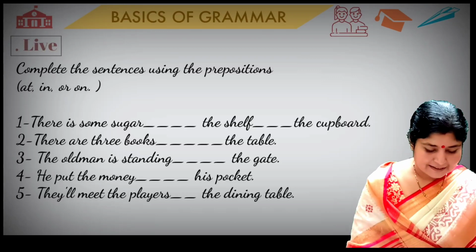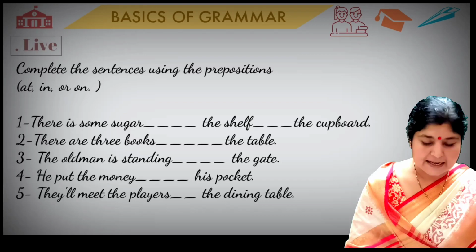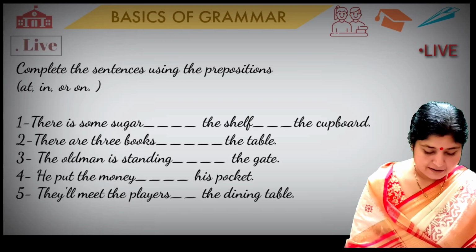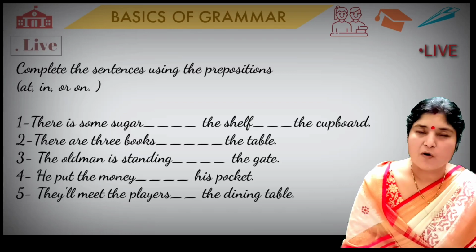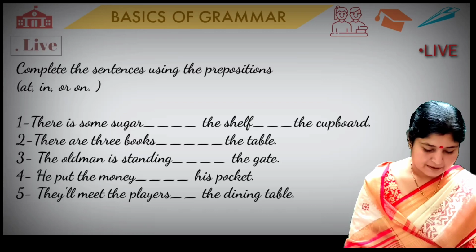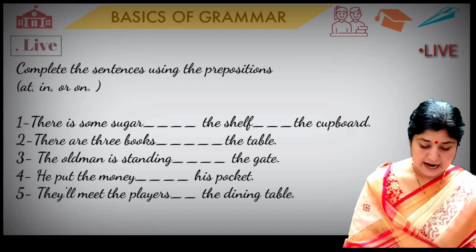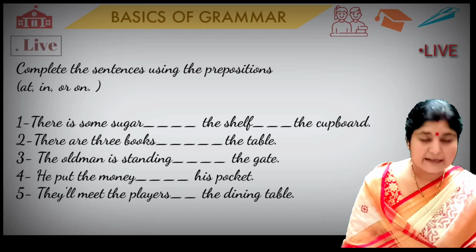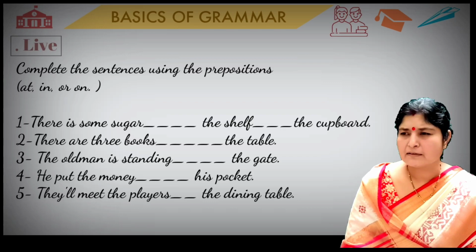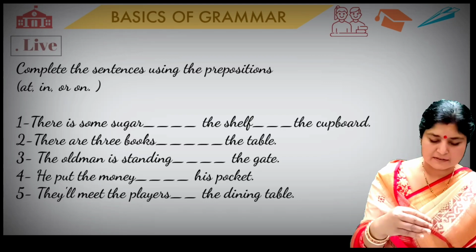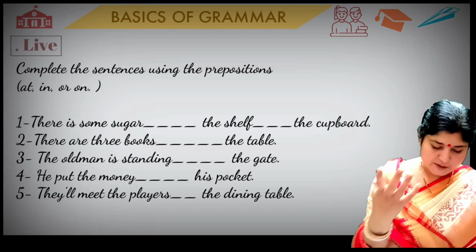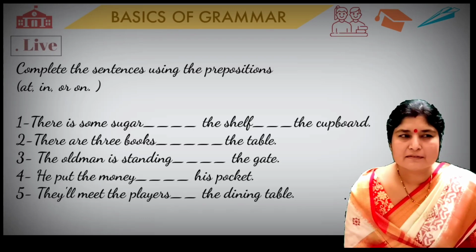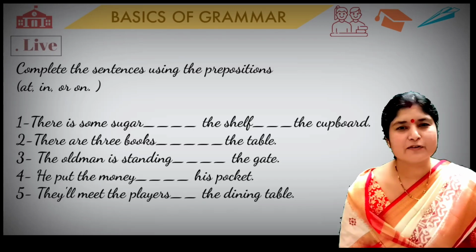Number 1. There is some sugar on the shelf in the cupboard. Good. Number 2. There are 3 books on the table. Very good. Number 3. The old man is standing at the gate. Very good. He put the money in his pocket. Very good. They will meet the players at the dining table. Very good.